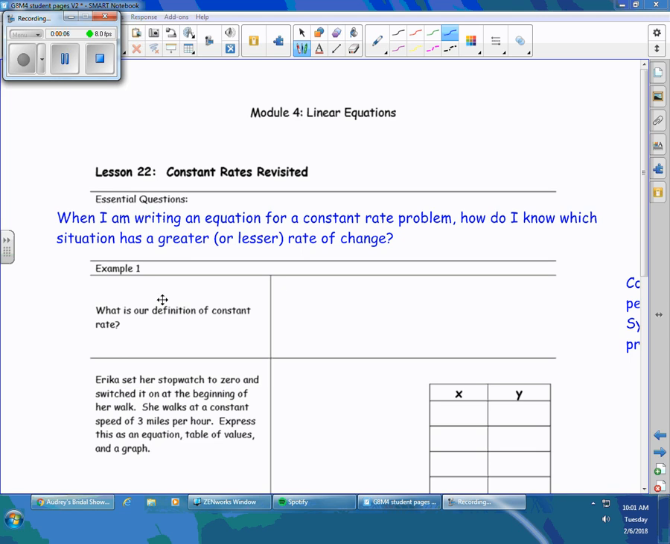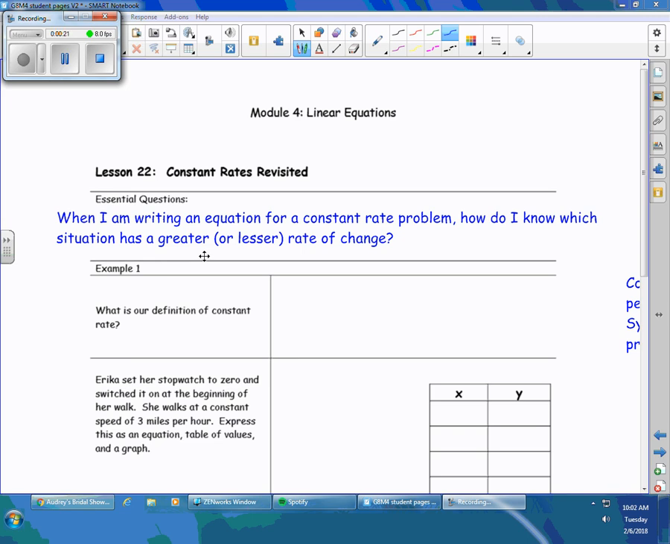You should have your module open to Lesson 22, Constant Rates Revisited. Your essential question for this lesson: when I'm writing an equation for a constant rate problem, how do I know which situation has a greater or lesser rate of change?